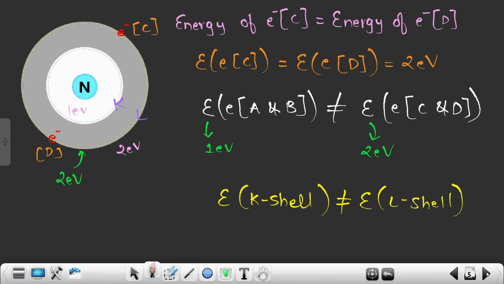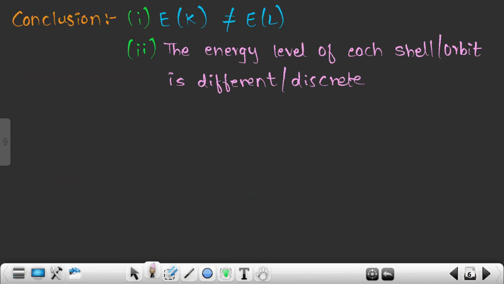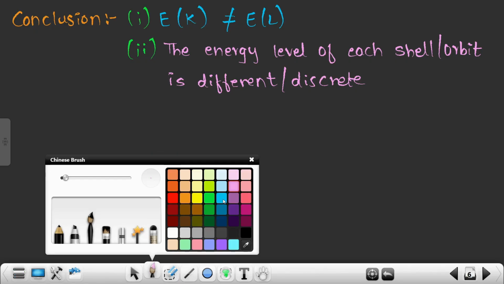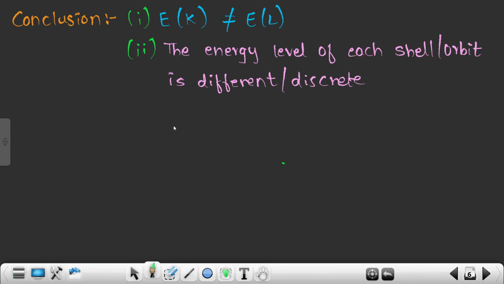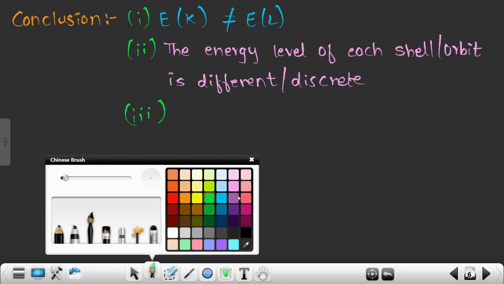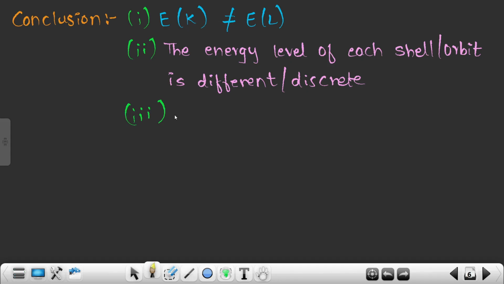Great. And one last thing to conclude, that is, the third point. What does that mean? That means, let me just write over here, that every orbit has discrete or different energy. Discrete energy.